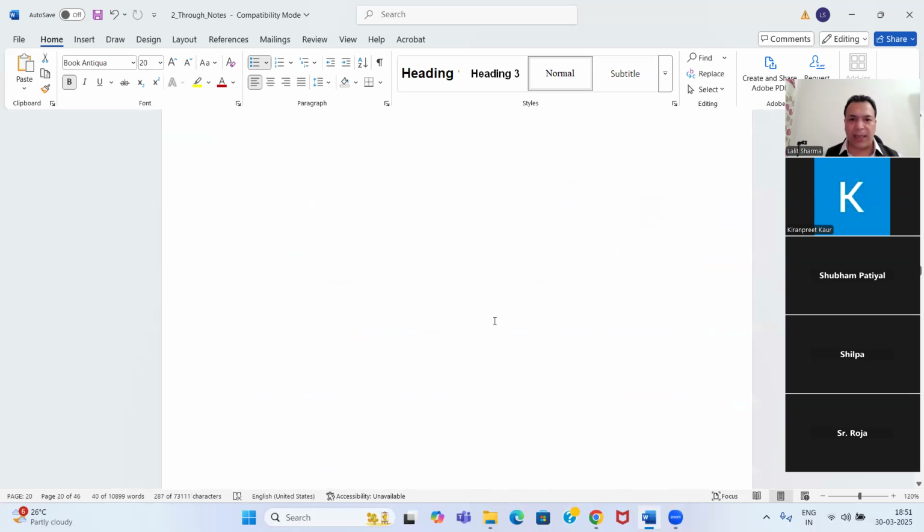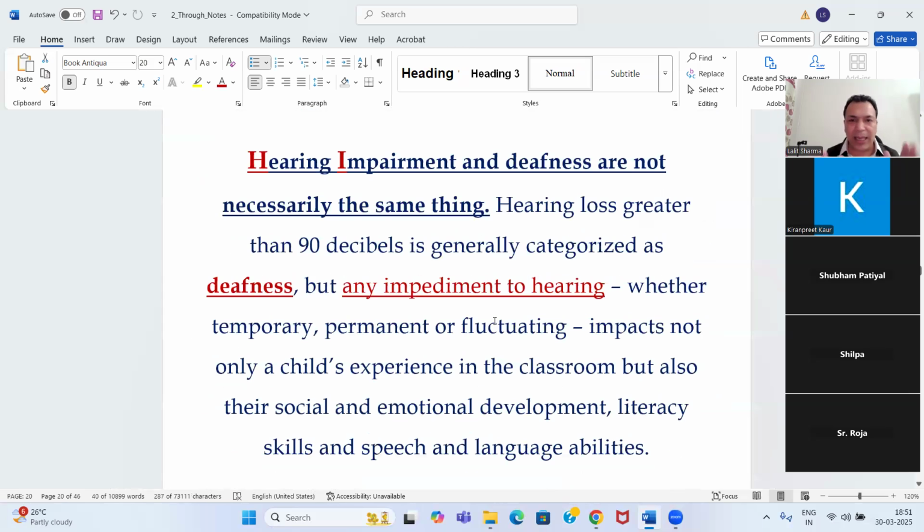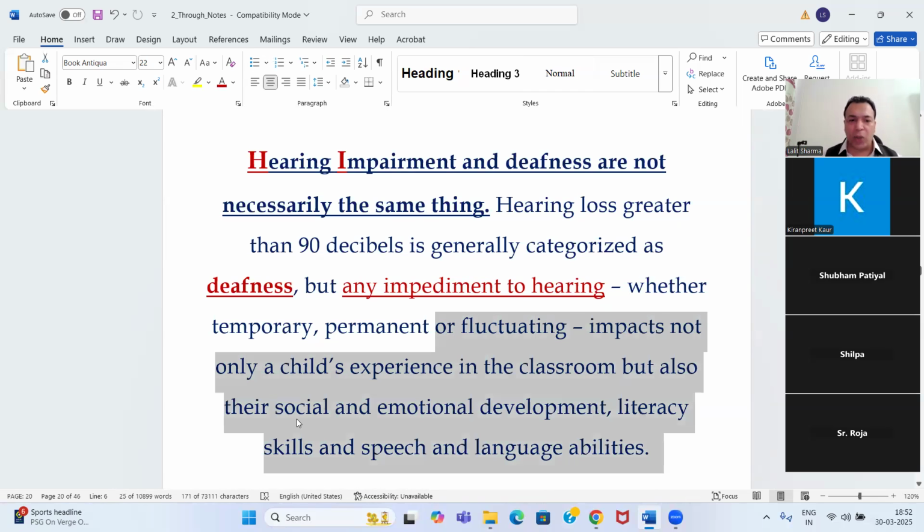Now, next, hearing impairment and deafness. Hearing impairment and deafness are not necessarily the same thing. Hearing loss greater than 90 decibels is generally categorized as deafness. But any impediment to hearing, whether temporary, permanent, or fluctuating, impacts not only a child's experience in the classroom, but also their social and emotional development, literacy skills, and speech and language ability. This is the most important line, guys. Most important. I'm going to repeat.